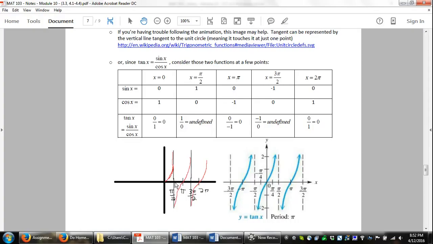At 90 degrees, or excuse me, pi over 2, 90 degrees, pi over 2, same difference, sine is equal to 1, cosine is equal to 0. 1 divided by 0 is undefined. That gives us this black line I've got drawn, this vertical asymptote. So what's happening is we're going from 0 up to this undefined, up to this asymptote. And you can use this reasoning for each point along the way.